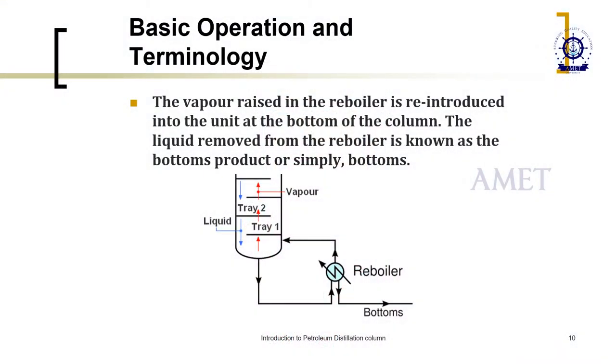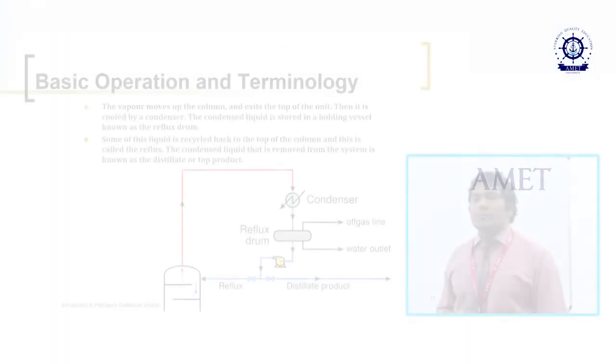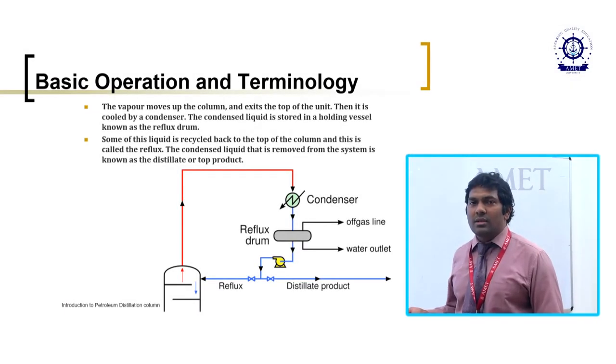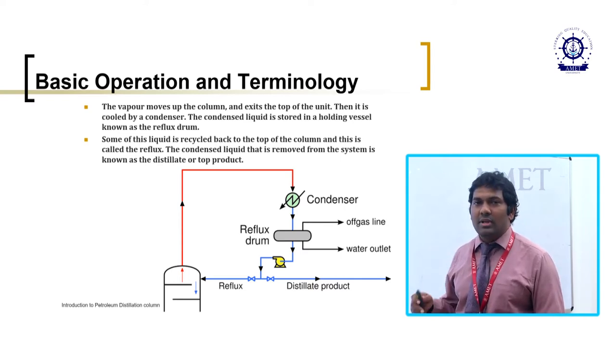So here in this figure of the tray column, at the bottom of the column there is a reboiler. As I told earlier, the reboiler is there to increase the vaporization of the crude. Hence, the bottom liquids have higher boiling points. We have to heat them again to get the required boiling point. That's why the conversion process will happen easily. So likewise, the condenser and the reflux drum, and the reflux is recycled into the top of the column.